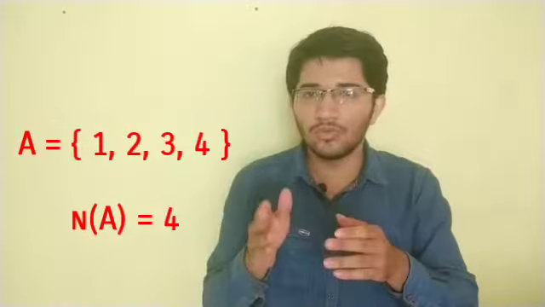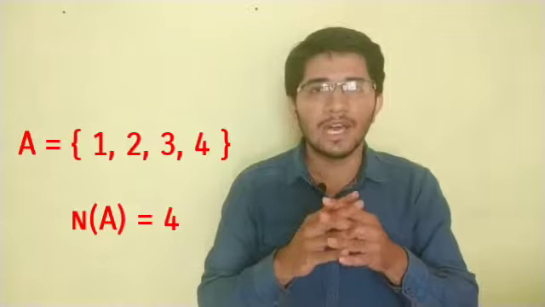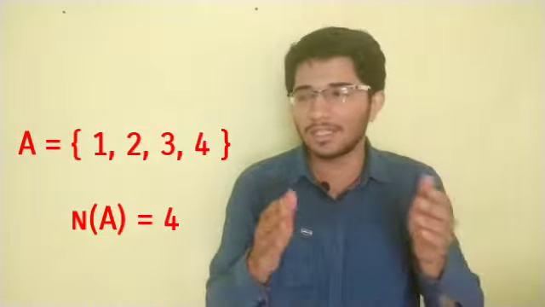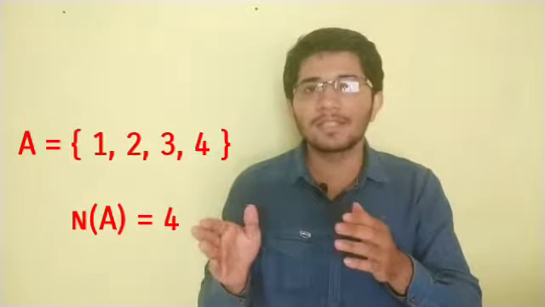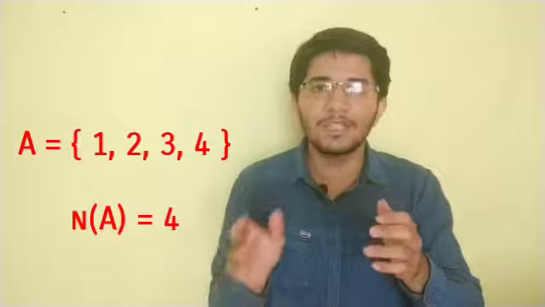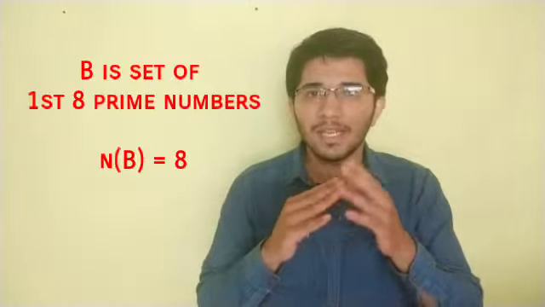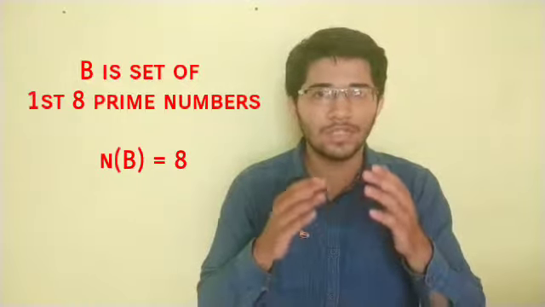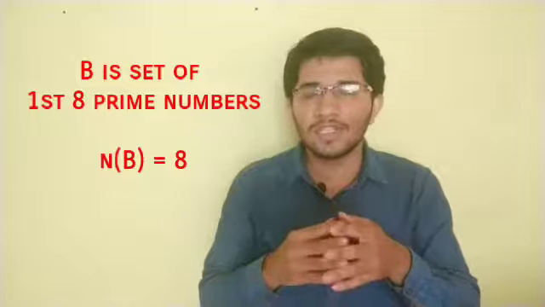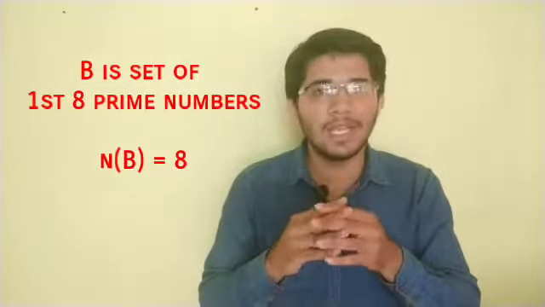So if there is a set A equals {1, 2, 3, 4}, the cardinal number of a set is just the number of elements in that set. So in set A, there are 4 elements. So we will write n(A), that is, the cardinal number of set A is 4. Another example, B is the set of first 8 prime numbers. So we know there are only 8 prime numbers in the list of first 8 prime numbers, so the cardinal number of set B will be 8.